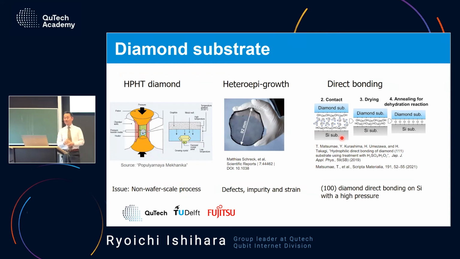The first is about diamond. The problem of diamond is that the size of diamond is quite small because we need high quality diamond, and this is made only by the so-called high pressure, high temperature process. So typically, diamond has a size of a few millimeters square. This prohibits us from using manufacturing process equipment, which is wafer scale. There is heteroepitaxial growth of diamond reported on a 4-inch wafer. The problem is that there are some defects, threading dislocations, and also impurity and strain in the material are an issue.